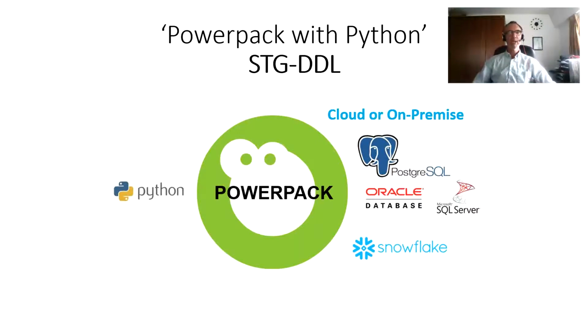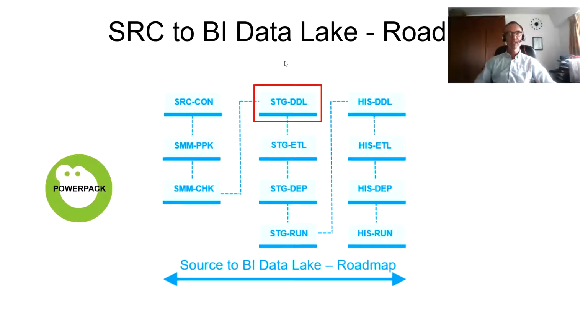Hello, in this video I'm gonna explain the STG-DDL part of Powerpack with Python. STG-DDL is part of the source to BI data lake roadmap of Python. The STG-DDL is generating the DDL for the staging area.